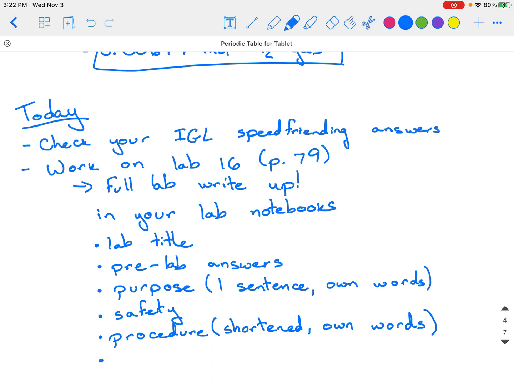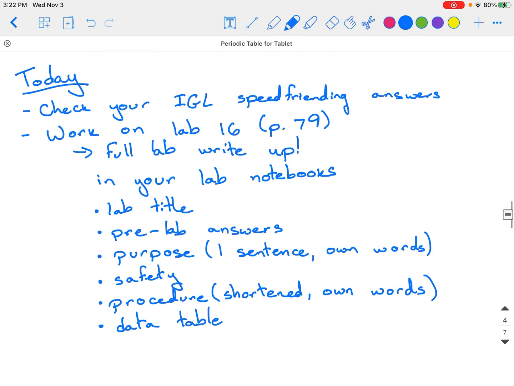The last thing you need is you'll have to read through the procedure to understand what you'll be collecting, and you need to have a data table ready to go for collecting data on Monday. That way you're not trying to scramble to put together a data table while we're collecting the data. So those are the, let's see, 1, 2, 3, 4, 5, 6 things. Really, lab title, I'm not sure I fully count that. 5 things within the lab that need to be done come Monday.